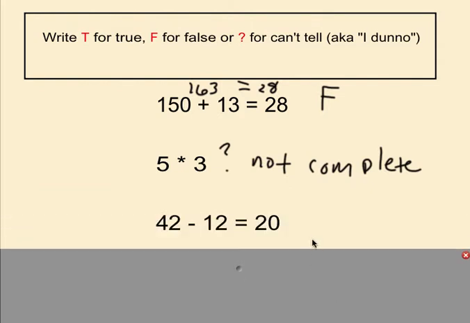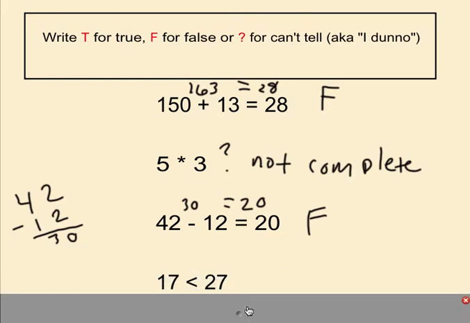42 minus 12 is equal to 20. Well, if I do some math off to the side here, because I can't tell maybe looking at it right away all the time. 2 minus 2 is 0. 4 minus 1 is 3. So is 30 equal to 20? I don't think so. That's false.